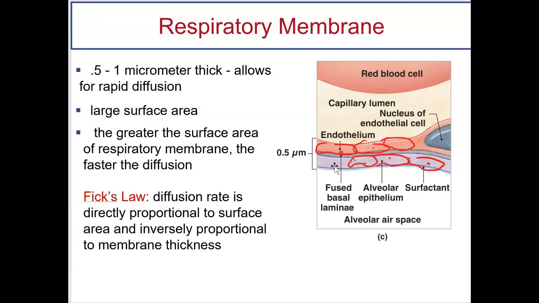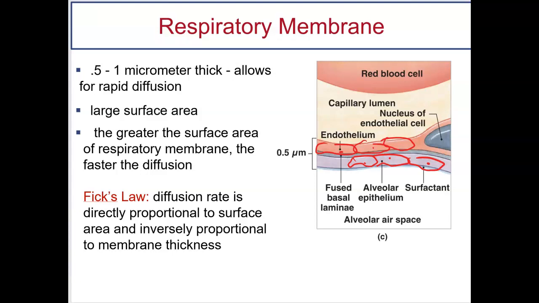If you were to take both lungs and flatten out all the alveoli, it would fill half a tennis court. That's the surface area inside your lungs. It's huge. There's over 300 million alveoli. So we know we need to have a large surface area and a thin membrane. And that brings us to something called Fick's law. And again, this makes sense.